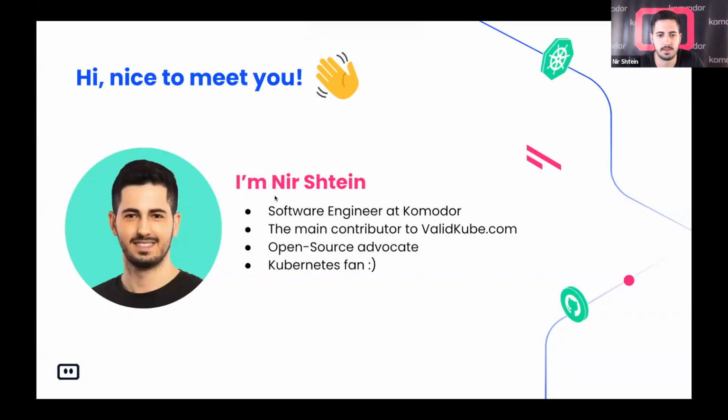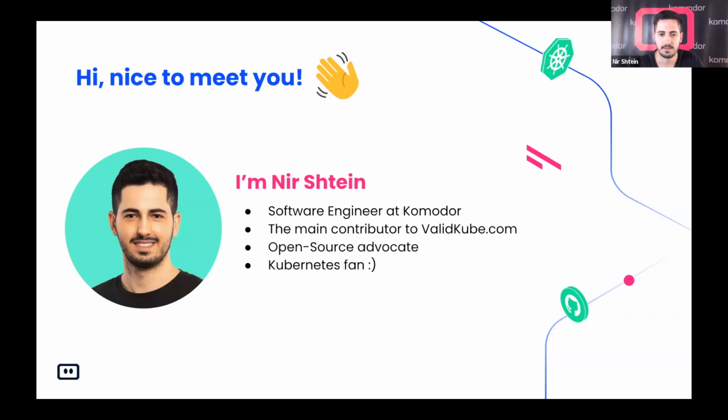So let me tell you more details about myself. As Noah said, my name is Nir, and I'm a software engineer at Komodor. At the end of this session, I will show a short demo of the Komodor platform, and I will talk more in detail about Komodor. And also, as Noah said, I'm the main contributor of ValidKube.